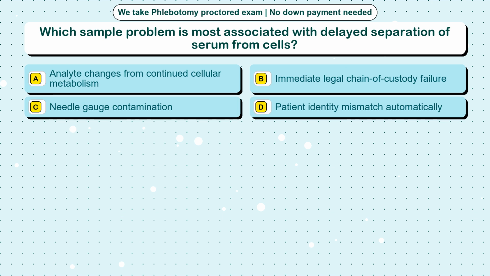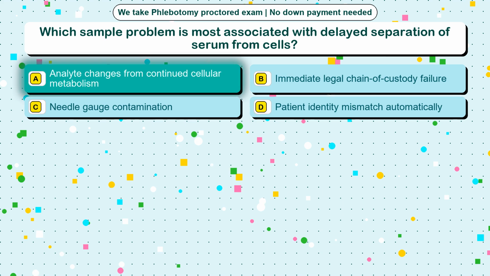Question 31. Which sample problem is most associated with delayed separation of serum from cells? Option A, analyte changes from continued cellular metabolism. Option B, immediate legal chain of custody failure. Option C, needle gauge contamination. Option D, patient identity mismatch automatically.